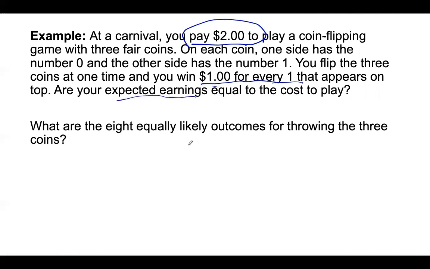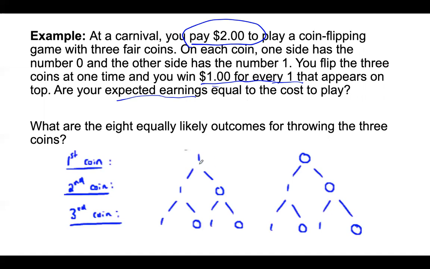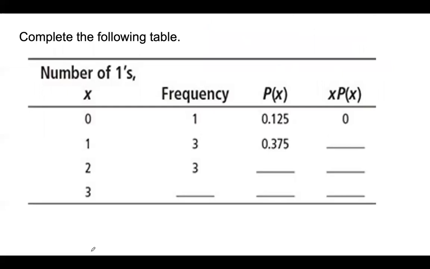What are the 8 equally likely outcomes for throwing the 3 coins? Well, we did this before. You can either have all 3 coins be ones, or all zeros, or a combination. And we know how to create that sample space. So let's complete this.